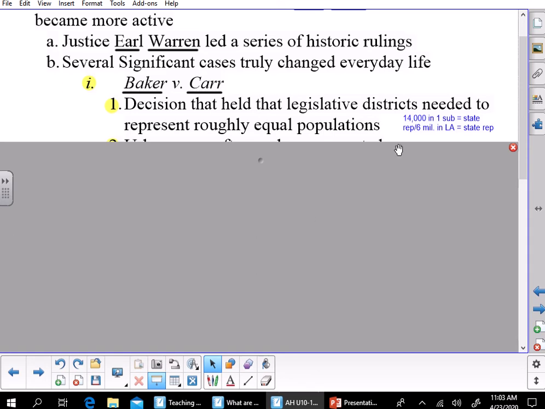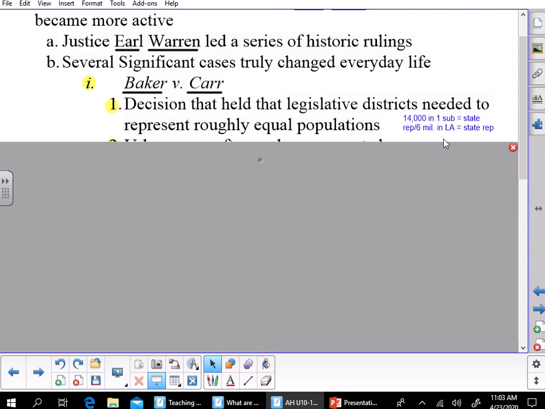So the example that started this court case was that there were 14,000 people in one suburb of LA that got a state rep. That same legislative body had 6 million in a different part of LA and they had one rep. If one person represents 14,000, it's fairly easy for you to go visit that person. That's similar to like one city councilman for the town of Norwalk. If somebody wanted to talk to me when I was a city councilman, it wasn't hard. If I had to represent 6 million people, that's more than half the people in Ohio.